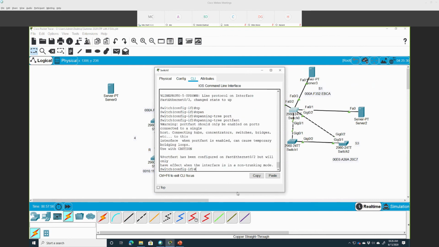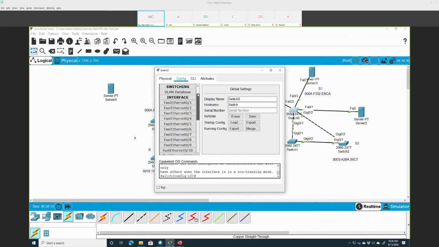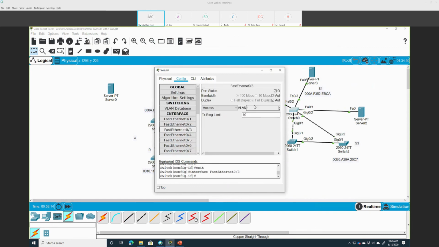And notice what they say. It will have effect only if this is not a trunk. If this is a trunk, don't do it. You only need to do it on non-trunking ports. Okay. Gotcha. So now if I test it, if I go back to that same port, which is F0/3, and you can disable it. See, now it's down. The minute I put it on, boom. Oh, it didn't take effect yet.